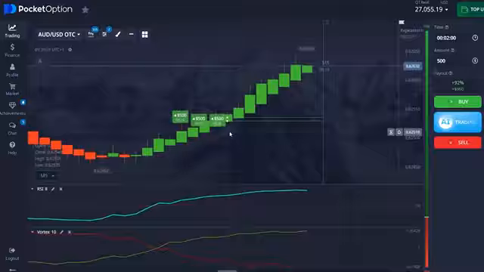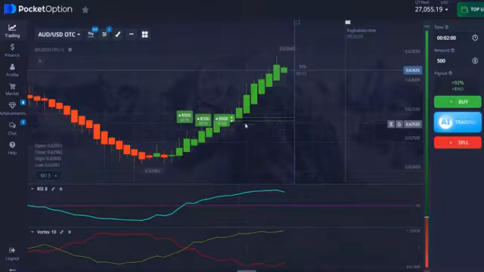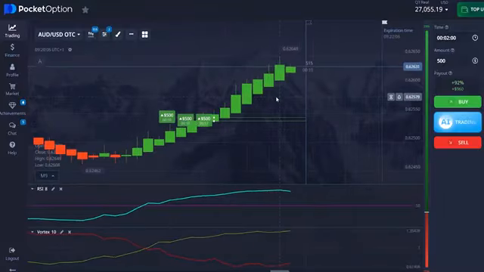So guys, we have 20 seconds towards the end of this trade. Let's actually wait patiently and see how this trade will turn out to be.